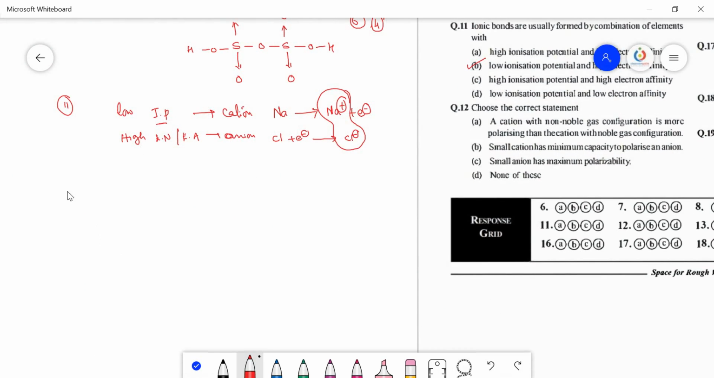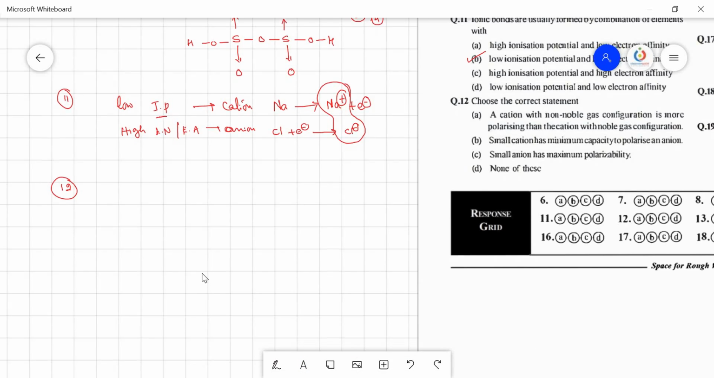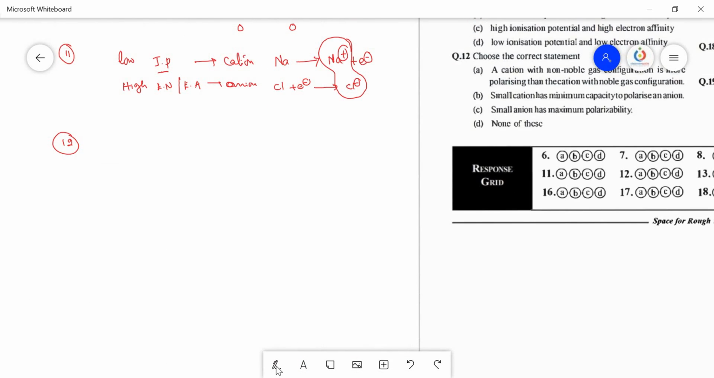Now let us see question number 12. The question is, choose the correct statement. The given option is, a cation with non-noble gas configuration is more polarizing than a cation with noble gas configuration. So here, even now also we have discussed many times, the polarizing part has come. Okay, a little bit I'll explain here. What does it mean by polarizing power? What does it mean by polarizability?